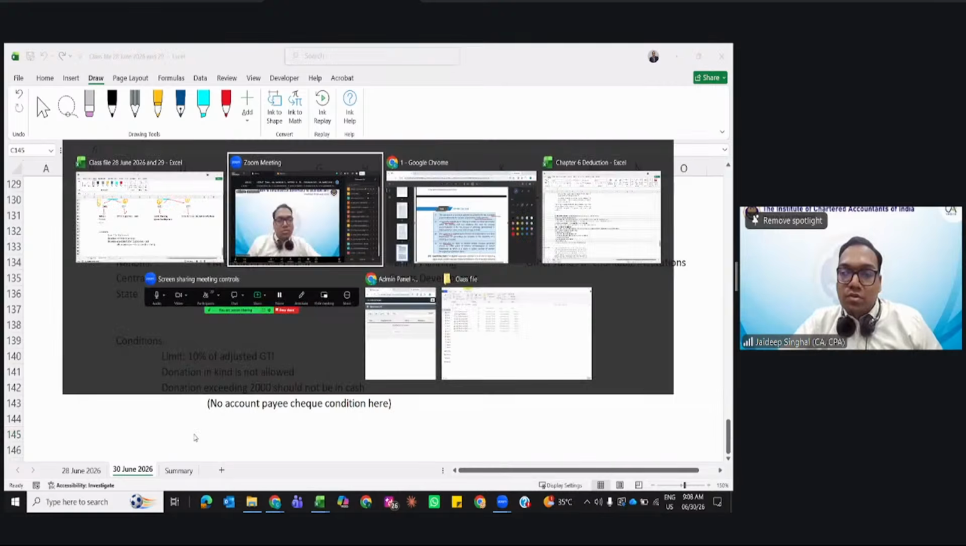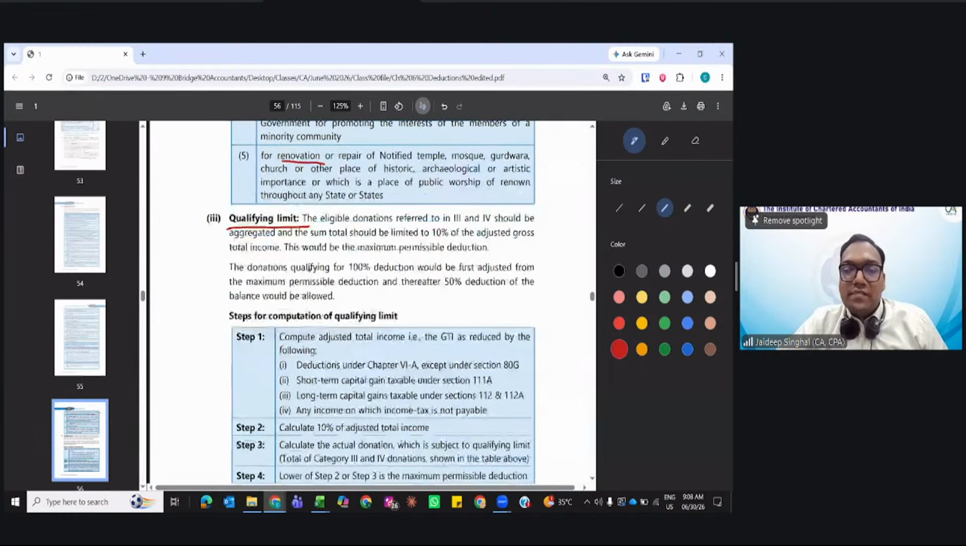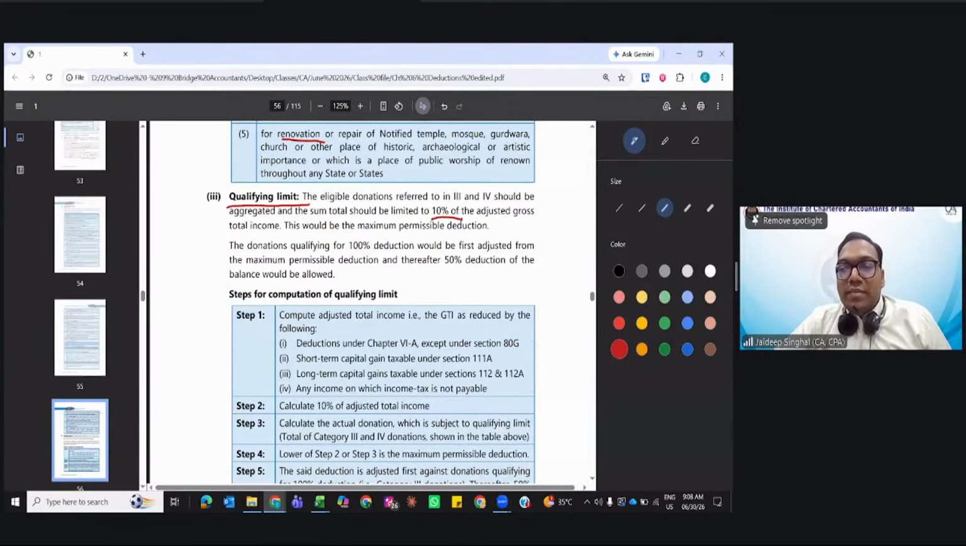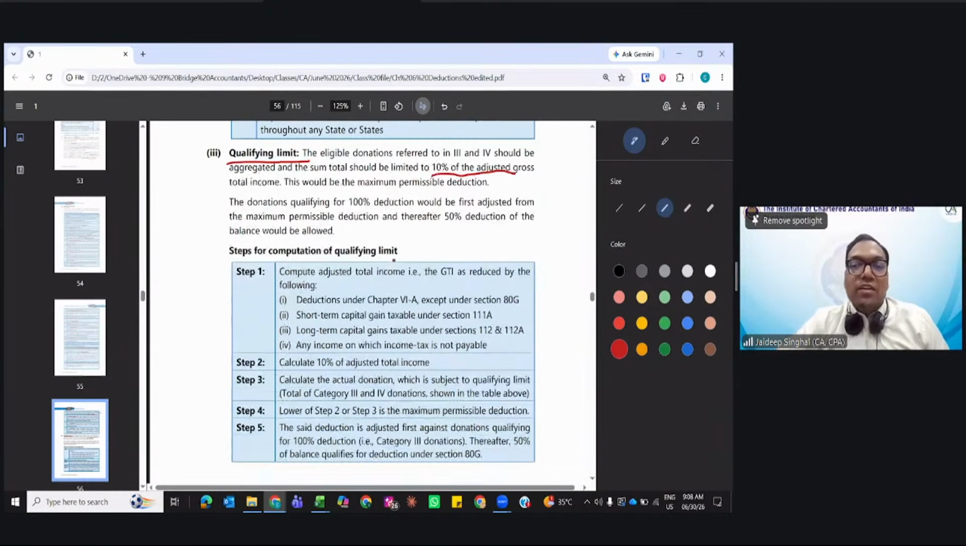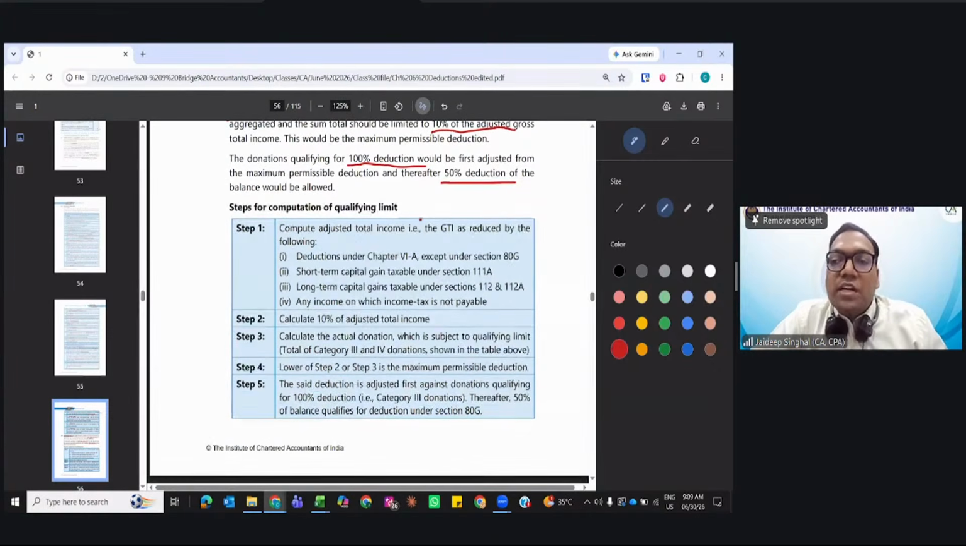Now let's go to the book. What is the qualifying limit? Qualifying limit says you take the 10% of the adjusted gross total income, right? Donations are first adjusted for 100% deduction, then adjusted for 50%. Compute the adjusted total income, GTI. We will compute the gross total income first. Then we will reduce all other deductions except ATG.